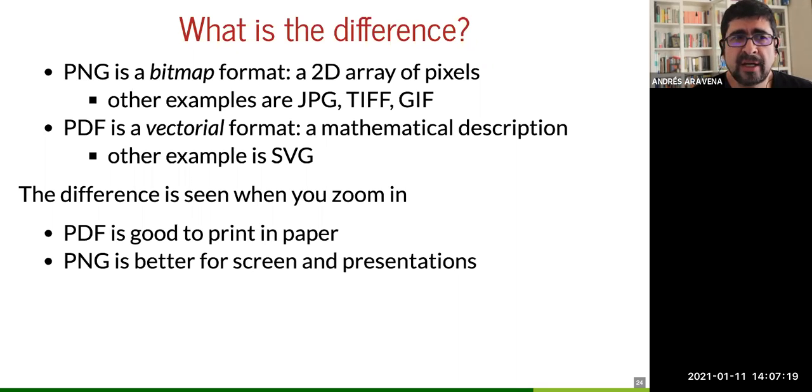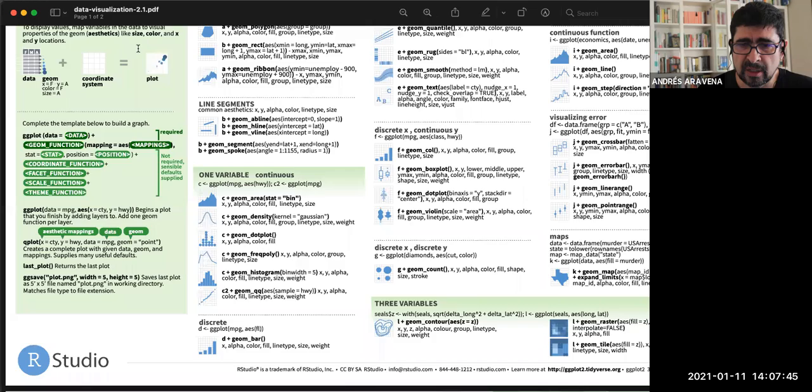PDF, on the other side, is a completely different idea, and SVG has the same philosophy. They are not point by point, they are a mathematical description of the object that you get. For example, they call it a vector description. You have a starting point and an ending point, and you draw the line following a mathematical formula. So let me give you a visualization here. I have the visualization here.